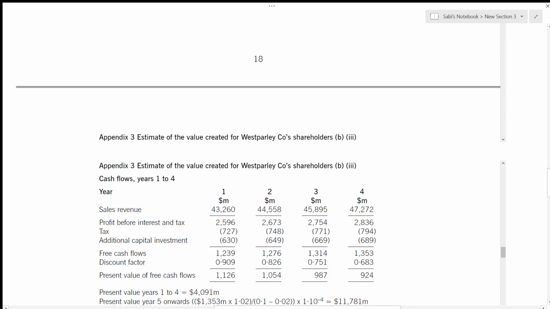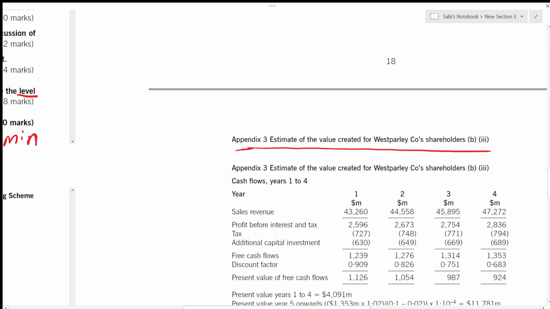Oh, it is repeated again. Okay. So cash flows from year 1 to 4 have been given. Oh, we haven't gone through the case study of this, right? We have to go through the case study to find it out.